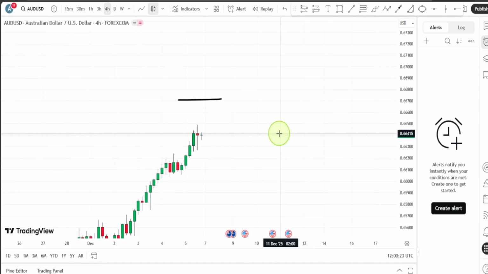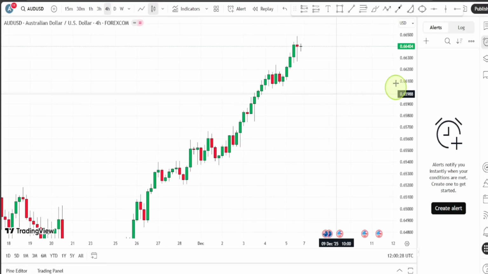So guys, this is basically everything about TradingView, the platform that we use to analyze the market and pick our trades.